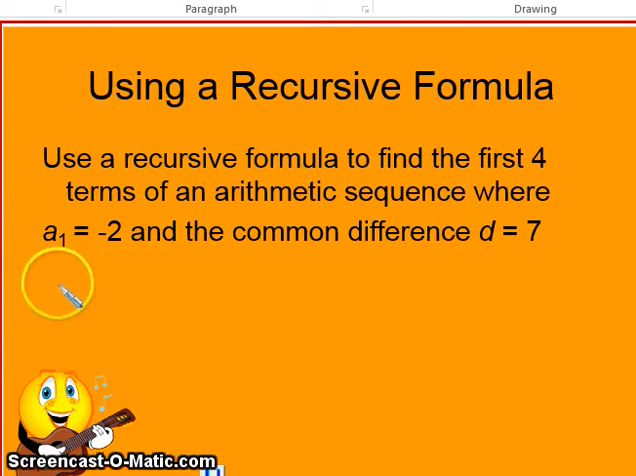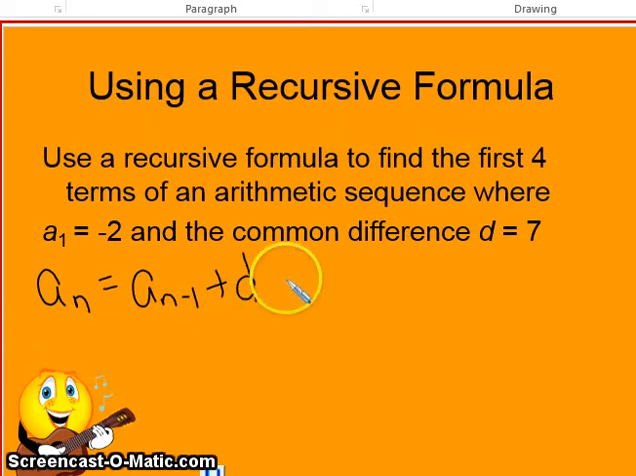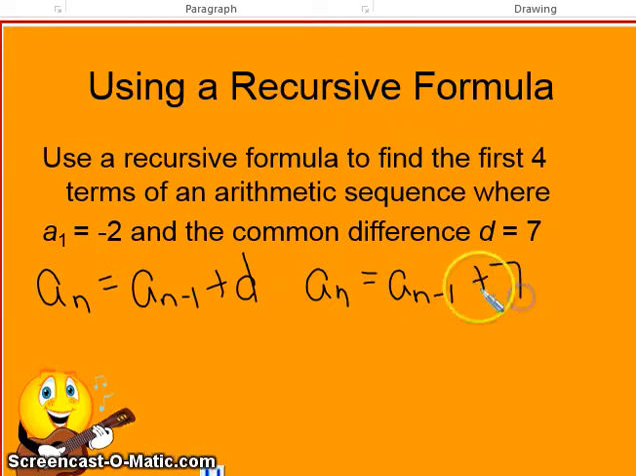Now that formula that they give us on the last page says that a sub n equals a sub n minus 1 plus d, the common difference. Now in this case, we know our common difference is 7. So I can rewrite this formula to be a sub n equals a sub n minus 1 plus 7. Now I know my first term, right? So that's taken care of.